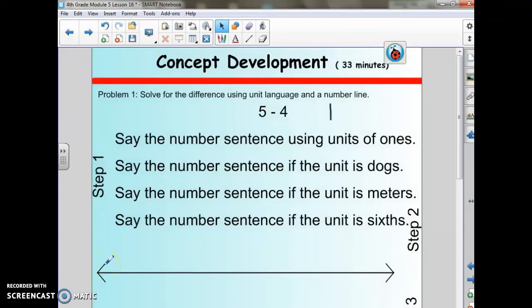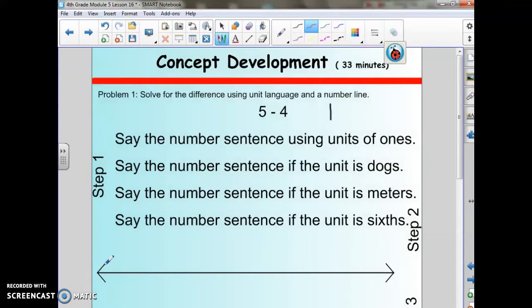Okay, welcome. Today we are going to be working on adding and subtracting fractions. This is lesson 16, module 5, adding and subtracting fractions with the same unit. Just an introduction to this, we're going to look at this in unit form.